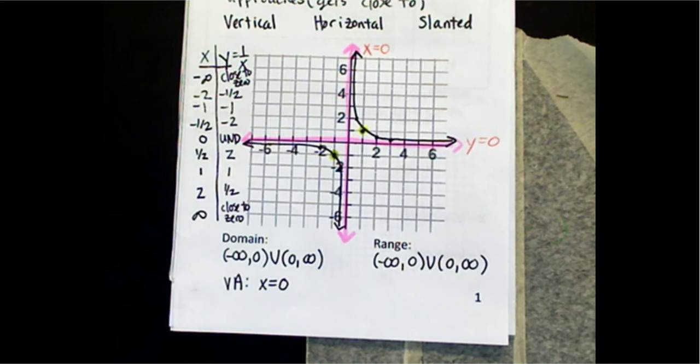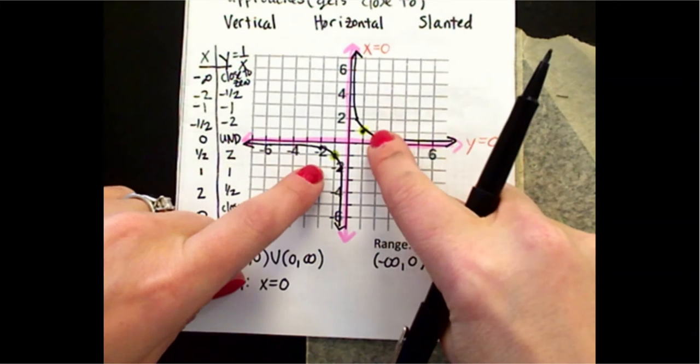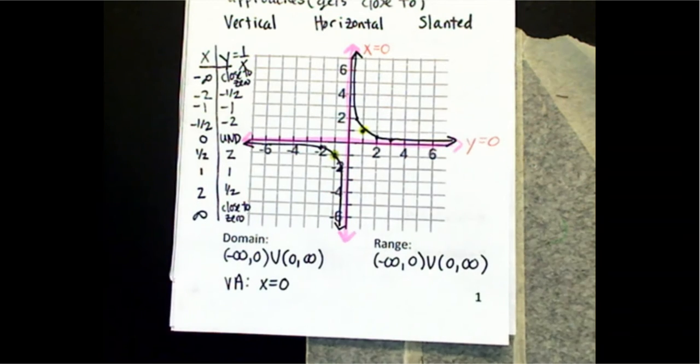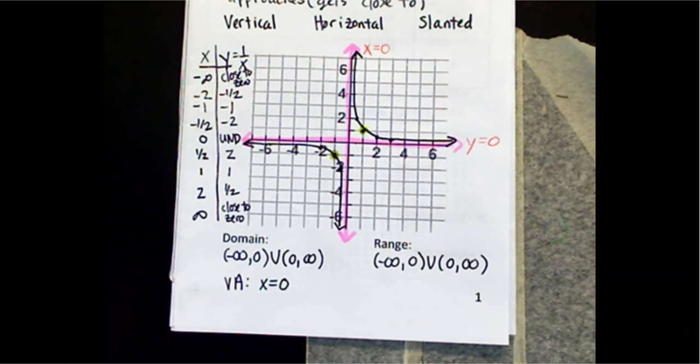Why did we highlight the yellow? Usually you don't plot that many points for a parent function. You just need 1 per branch. That's the easiest point to try to plot, right? 1, 1, 2, 4. Okay? 1, 1, -1, -1. That's it.